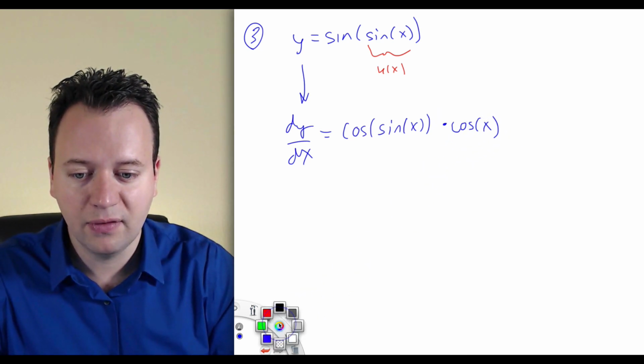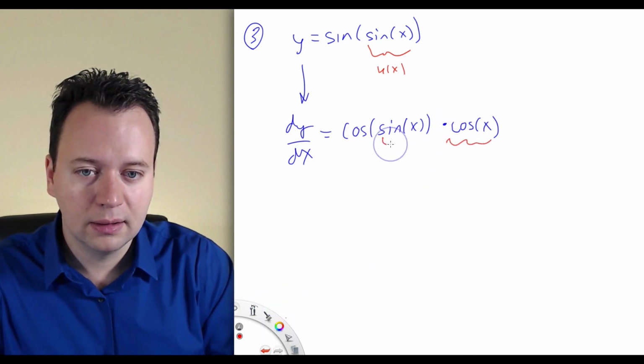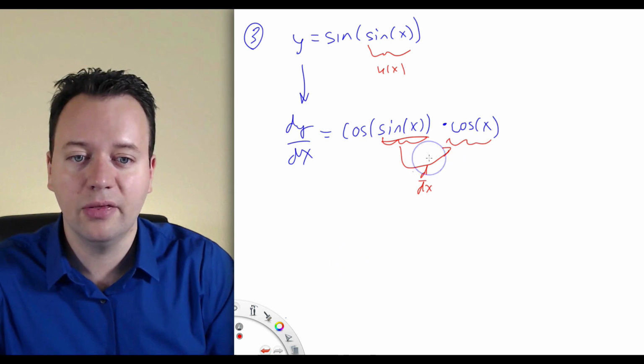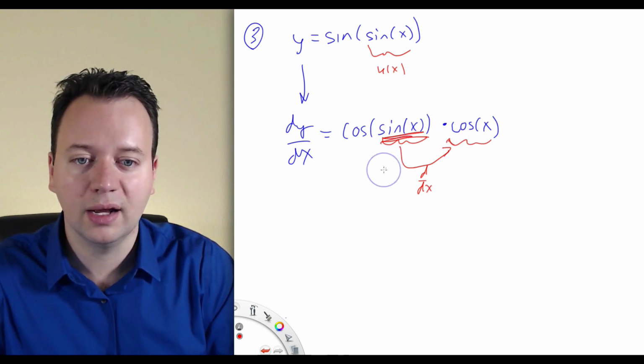So this cosine of x is the derivative of the inside. I took the inside, took the derivative, and multiplied it out there. So this cosine of x is coming directly from the inside function.